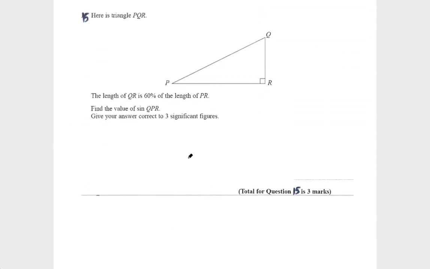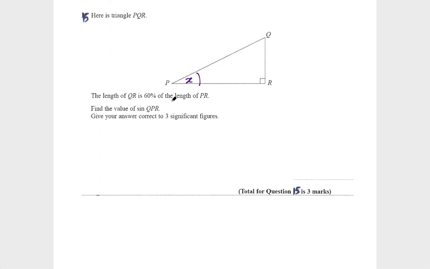Question 15, here is triangle PQR. The length of QR is 60% of the length of PR. Find the value of sine QPR. Angle QPR is here. I was going to call that x. Give your answer correct to 3 significant figures.